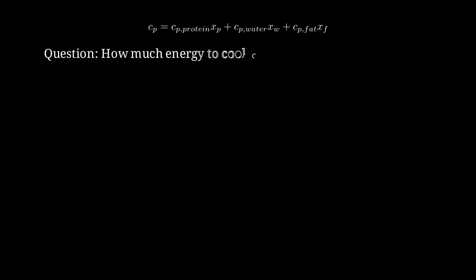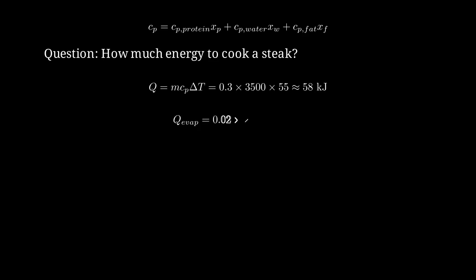Let us perform a quick energy calculation. Consider a 300-gram steak from 5 to 60 degrees Celsius. Sensible heat is 58 kilojoules, using an average specific heat of 3,500 joules per kilogram Kelvin. But evaporation of just 20 grams requires an additional 45 kilojoules. So evaporative losses are comparable to sensible heating. This is why surface drying profoundly affects cooking.